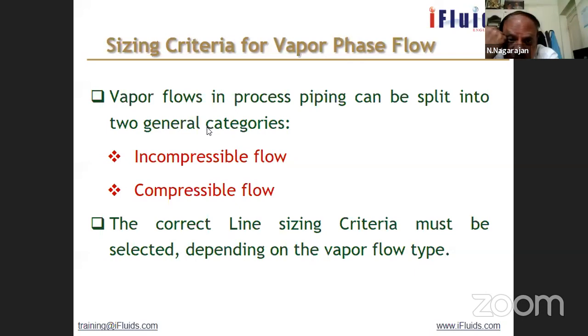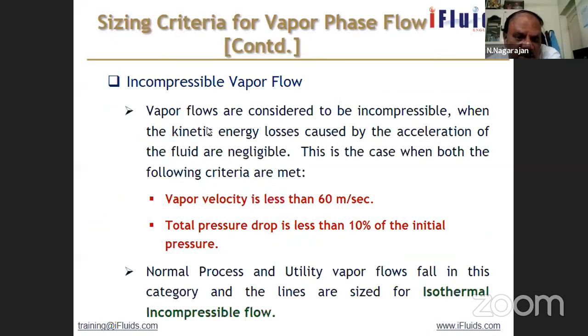But vapor, when gases flow in the pipe also, they have certain characteristics. They behave like liquid, that is incompressible flow, up to certain limits of velocity. Beyond certain velocity, they become compressible. So the correct line sizing criteria must be selected depending upon the type of vapor flow.